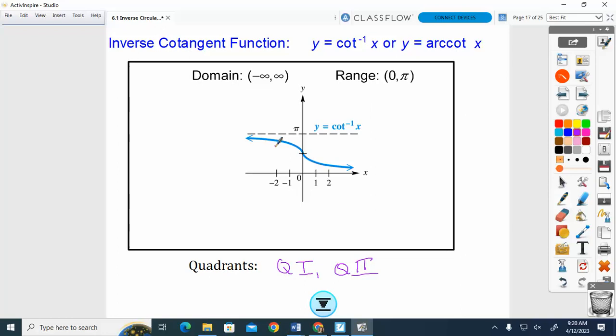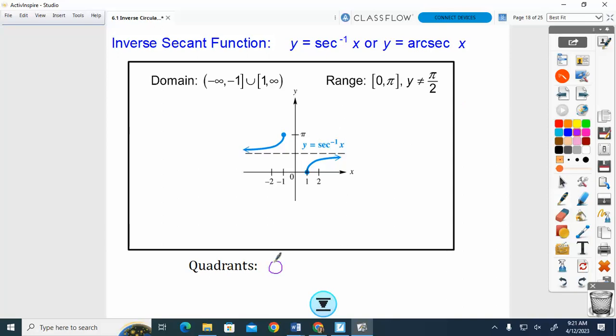All right. Secant. Secant is the reciprocal of cosine, so it's going to do the same thing as cosine. So what quadrants would I use? 1 and 2. Domain and range are a little bit weirder on this one. When we did secant and cosecant, we said it's the opposite of sine and cosine, so it hit everything except what was between -1 and 1. So that becomes the domain of this. The range, because we're doing quadrants 1 and 2, goes from 0 to pi.